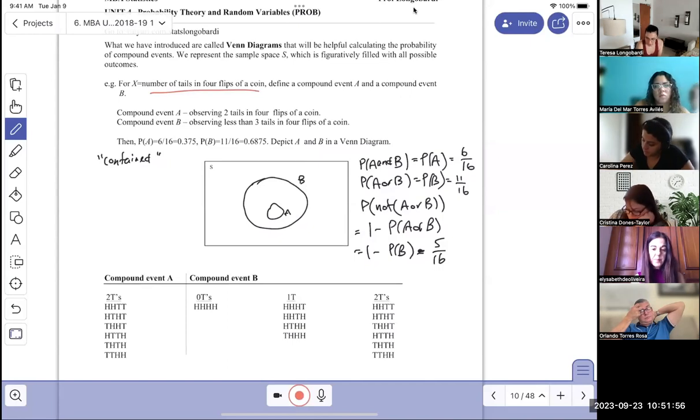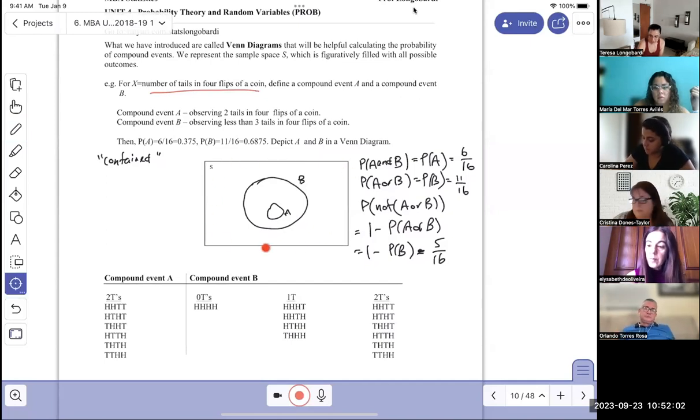Any questions about that? So outside here are all the other events. What's missing is 3 tails and 4 tails are out here.